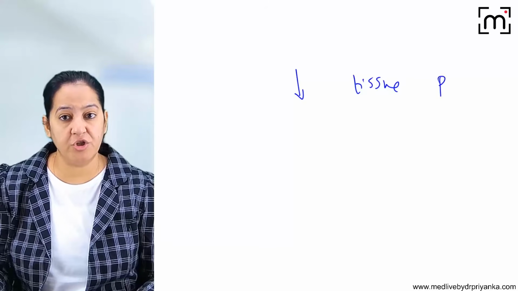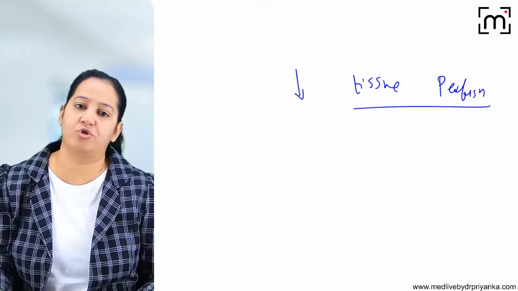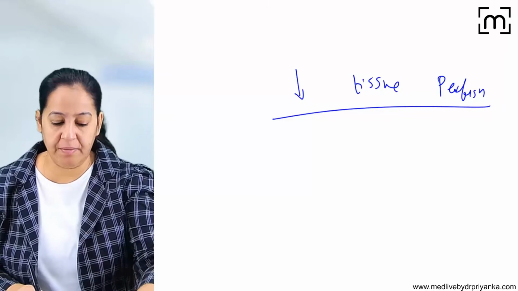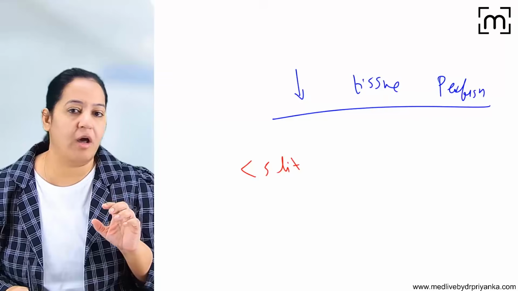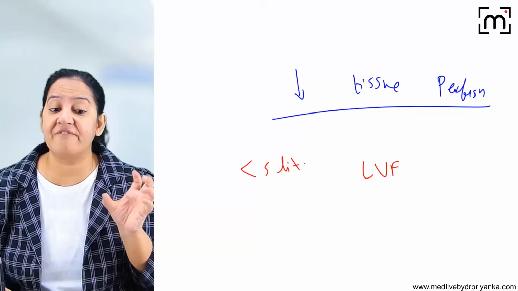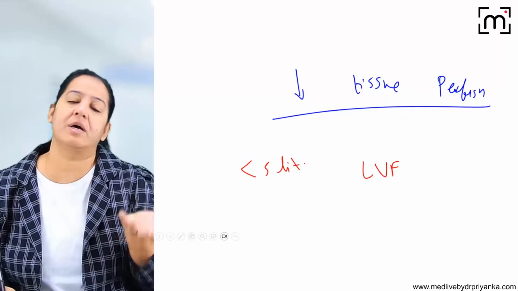If there is poor tissue perfusion, it will lead to shock. All the organs are receiving less blood. Now in hypovolemic shock, the volume of the blood is less than 5 liters. That's why they are not getting adequate blood. In cardiogenic shock, there is left ventricle failure. The left ventricle is not pumping. That's why all the organs are not getting the blood.